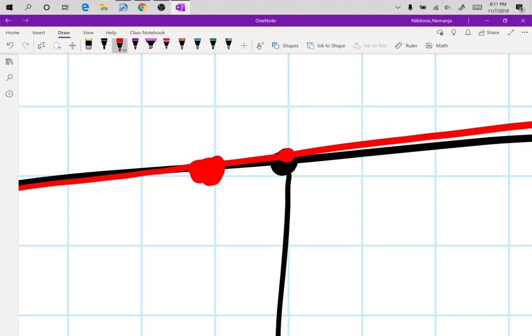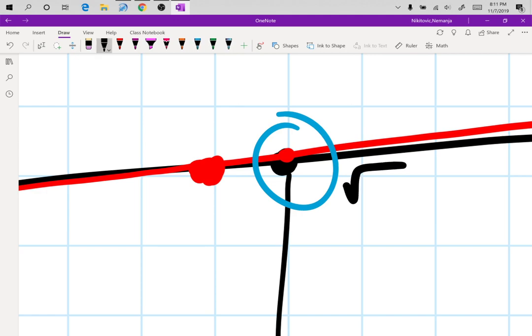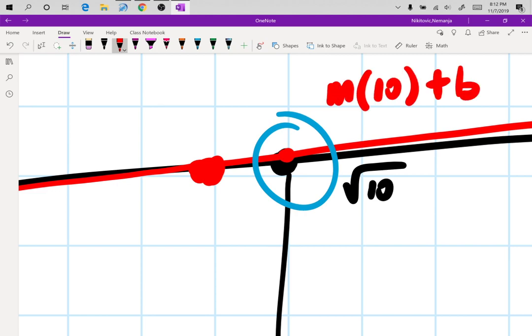So you are interested in this black line, which would be the square root of 10. The red line would be some kind of linear calculation where you would have m times 10 plus some b. And you know that when you calculate the tangent line, you have m and b, right? So it's much easier to compute m times 10 plus b than to compute root 10. So that's what we're doing, right?